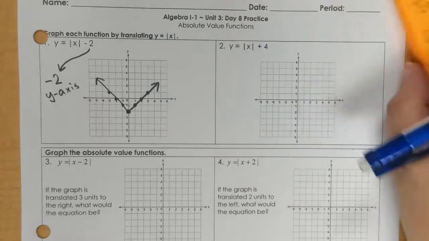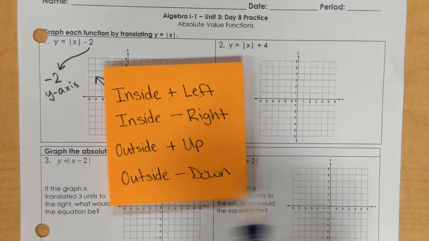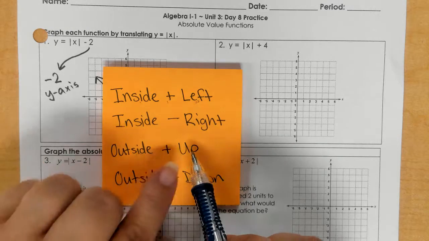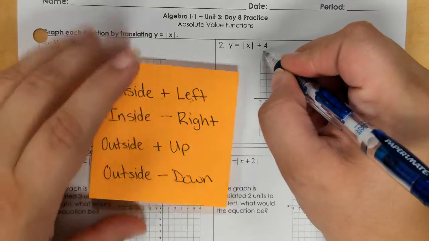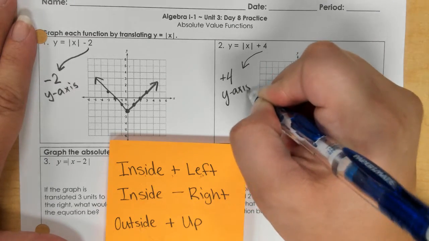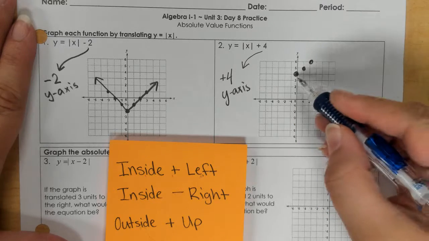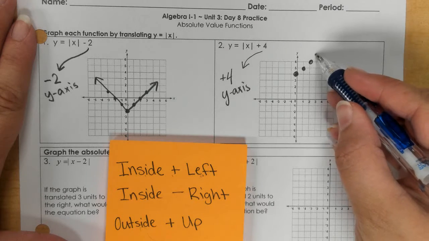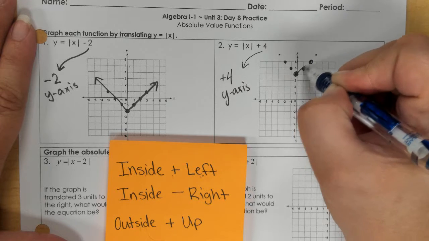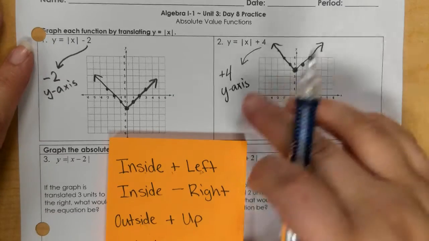So number 2, it has the number on the outside of the absolute value again. So here, it's a plus, so I would be outside +4. So I would go +4 on the y-axis. And then you can finish doing your V shape. Here, I can only go like 2. If I want to, I could estimate the next point. And then the opposite way. Okay, but you still want that even shape V.